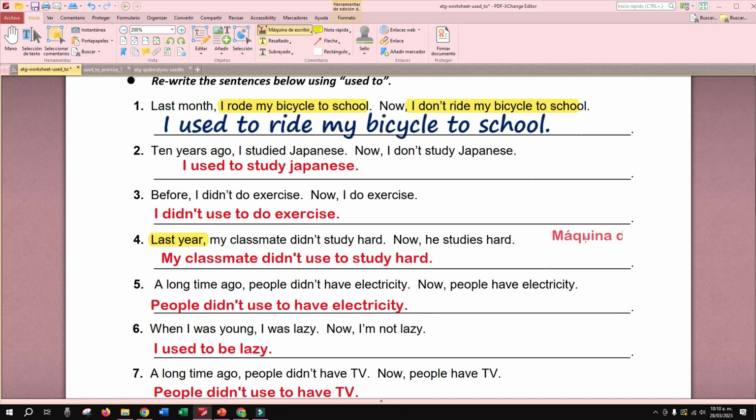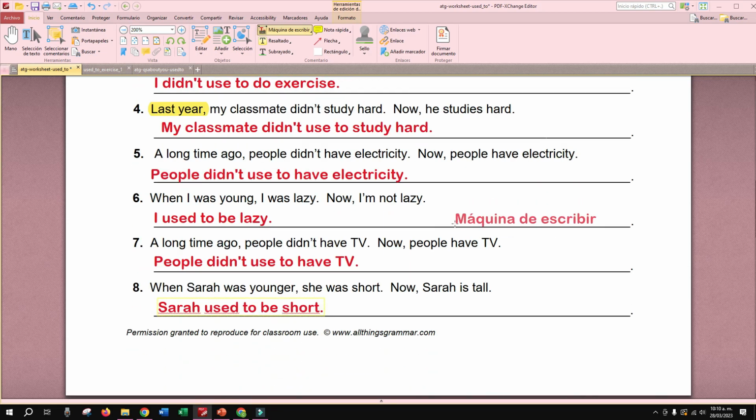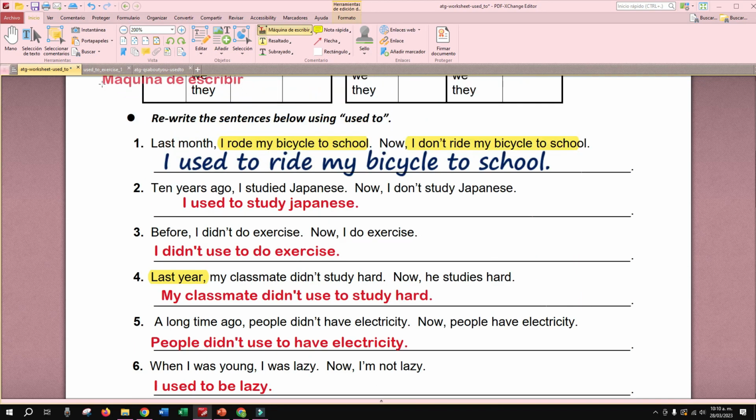So notice that when we use used, right, that is the affirmative form, we need the D in that used, right? When we are using, for example, didn't or did not, we need the verb in the base form, right? I didn't use to do exercise. That would be, okay? So let's do another exercise.